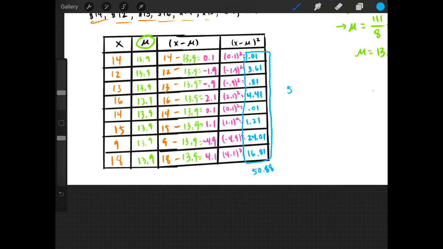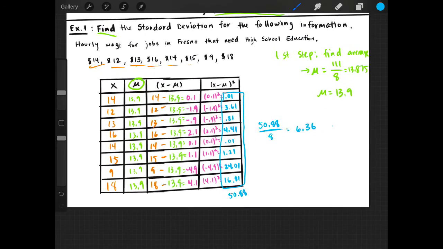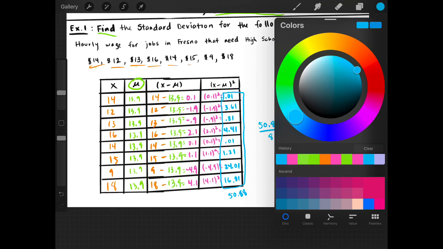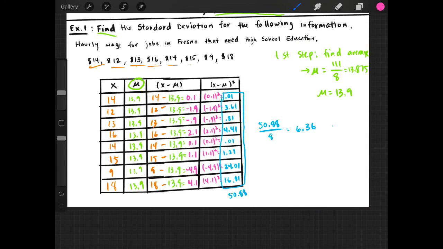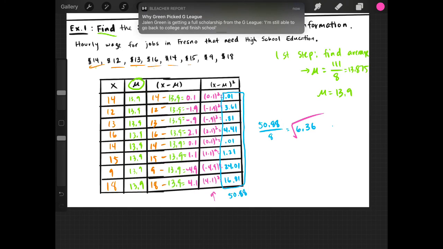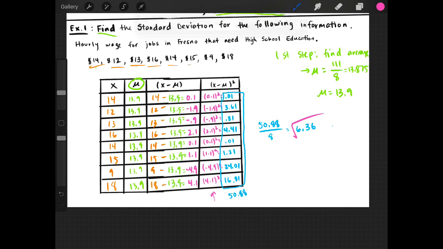So we've added them all up, and we're going to find the average, right? There were 1, 2, 3, 4, 5, 6, 7, 8 numbers that we just added up. We're going to go 50.88 divided by 8. We're finding the average. That gives us 6.36. Let me double check so we don't make any mistakes. 6.36, we're very close to finding the standard deviation. The last thing we have to do, since we squared everything, is undo it by taking the square root. So you do the square root of 6.36.